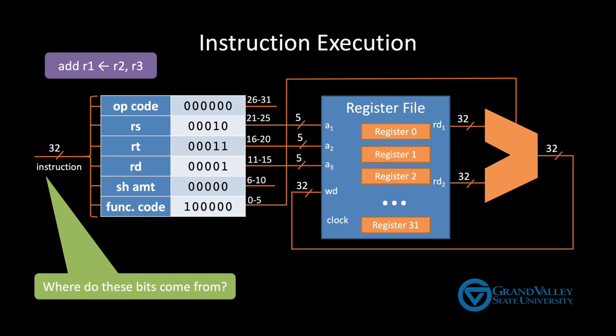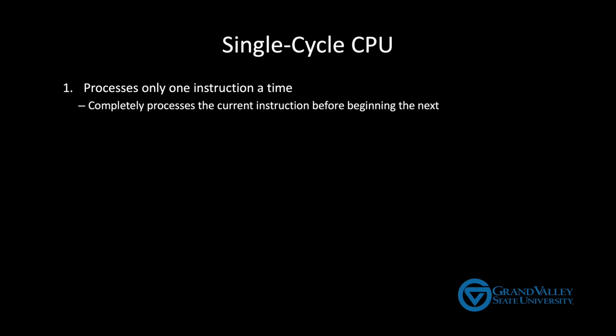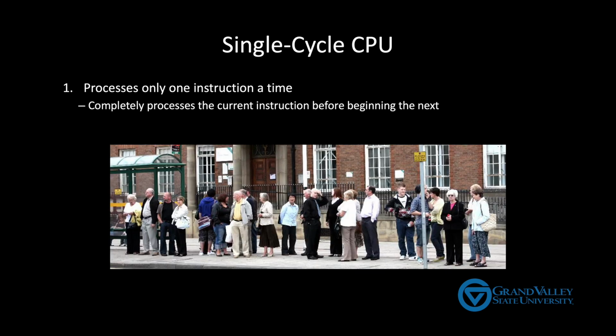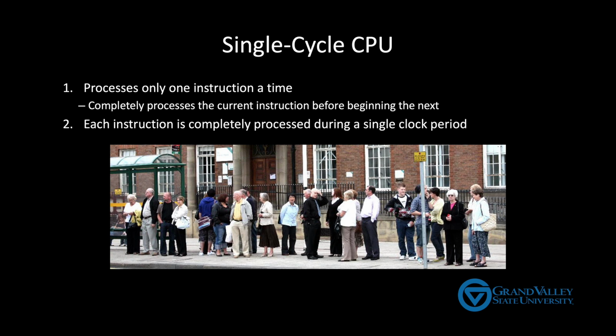The type of CPU we're building is what is known as a single-cycle CPU. That means, one, the CPU only processes one instruction at a time. It completely processes the current instruction before beginning the next. This is kind of like saying the instructions have to stay in a single file line. Also, each instruction is completely processed during a single clock period. So when you put those two together, this means that exactly one instruction is completed every time the clock ticks.